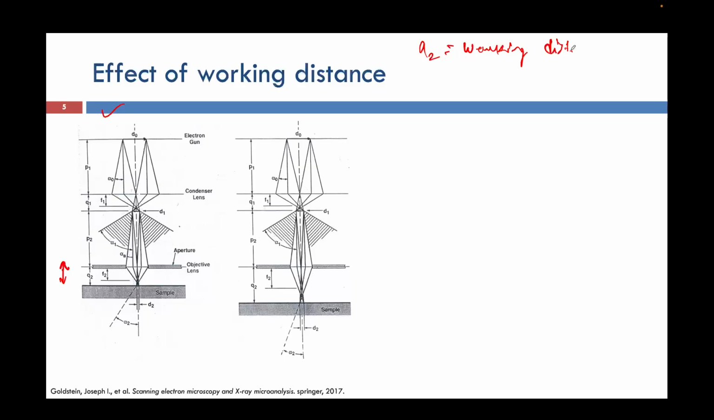If I am increasing Q2, this was my earlier Q2 and this is my current Q2. In this case I am assuming that the aperture size should not change. If I am changing my aperture size, then many variables will be there: aperture size as well as the condenser lens strength. These should not change.